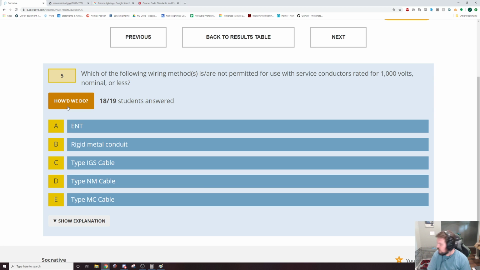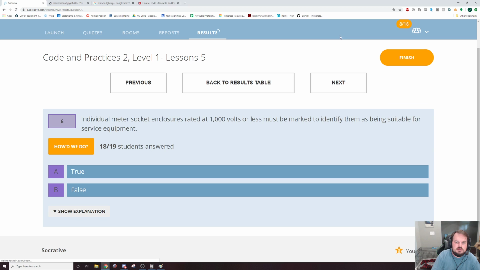You can look up service conductors and then wiring methods in your index to find that answer. There is a numbered list, and you can go through that list and find your answer. Type NM cable is Romex, and if you knew that much, that would be easy. What can't you use for a service? Romex. Yeah, of course you can't use Romex. I mean, probably bigger Romex than 12-2 is what they intend in that question.